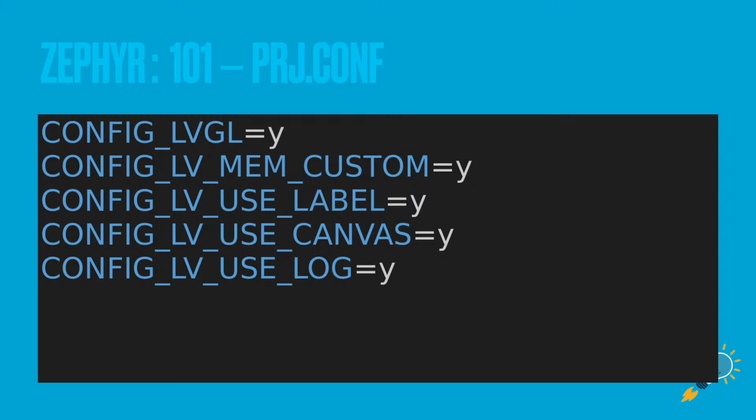Here is the prj.conf. We'll go into the details of some of these, but here are the minimal ones that are used to at least get some text on the screen, and we'll go one by one. But the main one here is make sure that you have CONFIG_LVGL enabled. Kind of important.